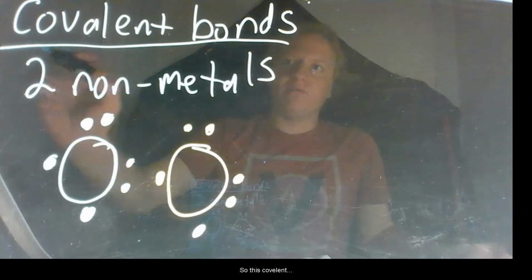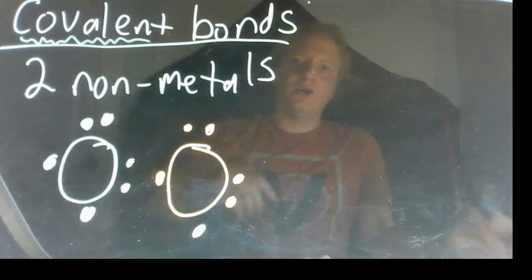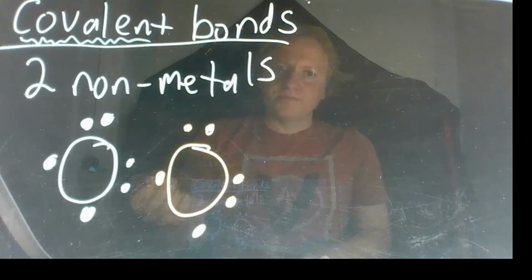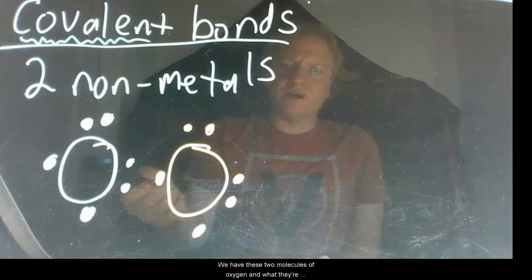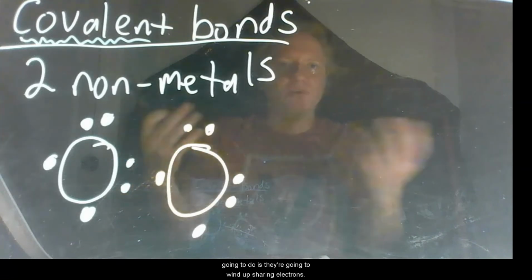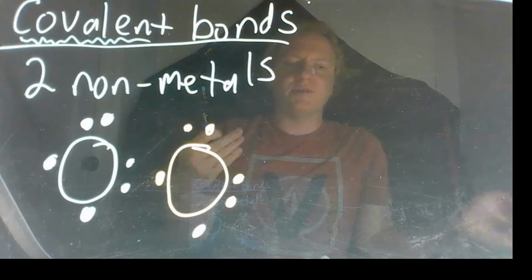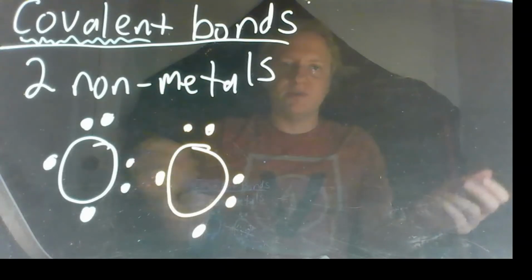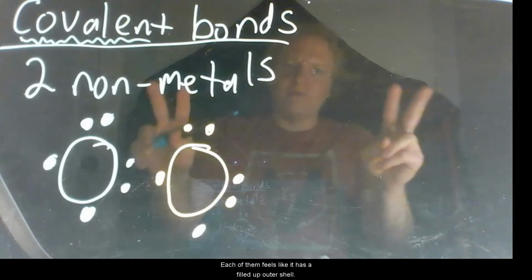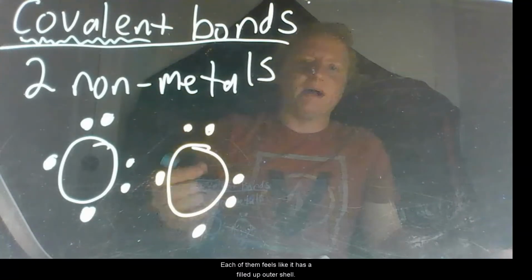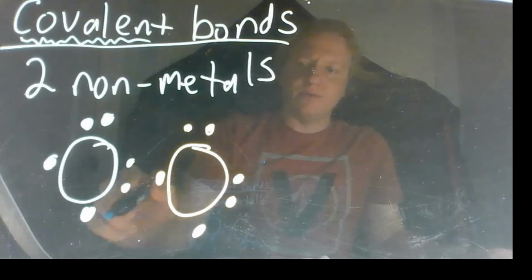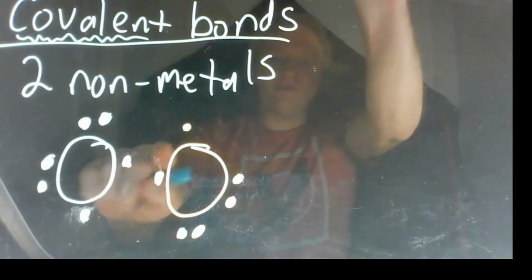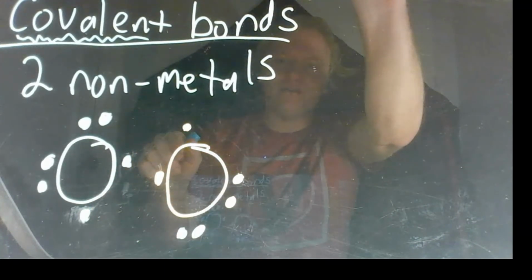So this covalent thing, covalent might give you a clue as to what's going to be happening here. Well, we have these two atoms of oxygen, and what they're going to do is they're going to wind up sharing electrons so that each of them feels like it has a filled up outer shell. Oxygen atoms don't feel, but you get the idea. So there's our new electron diagrams.